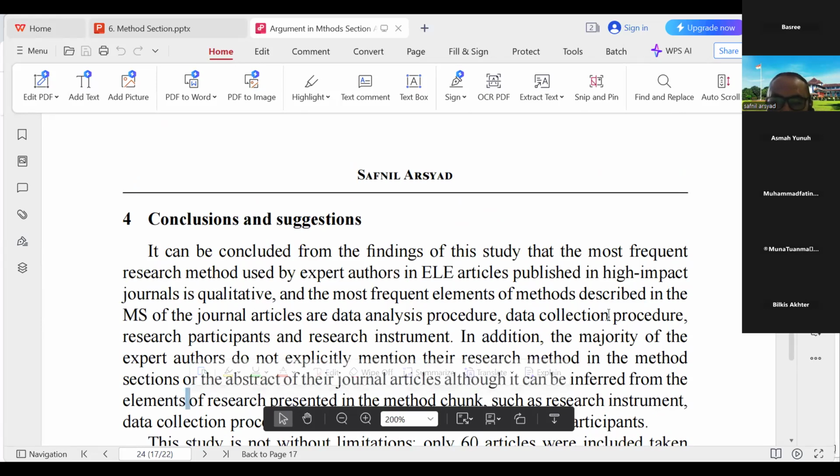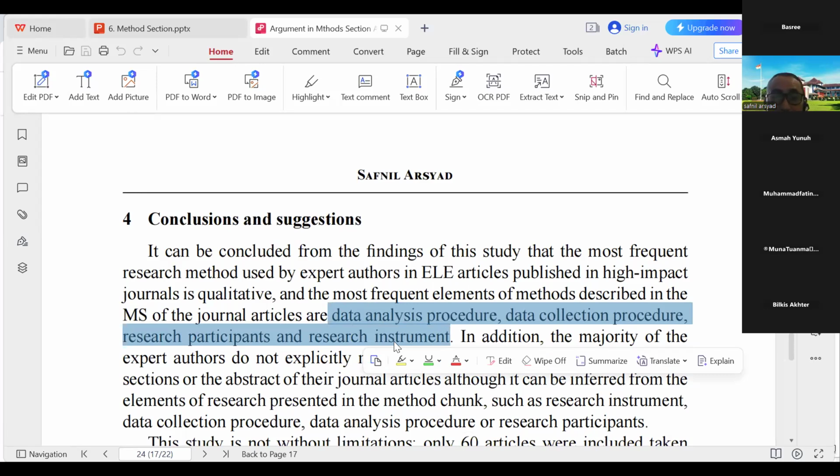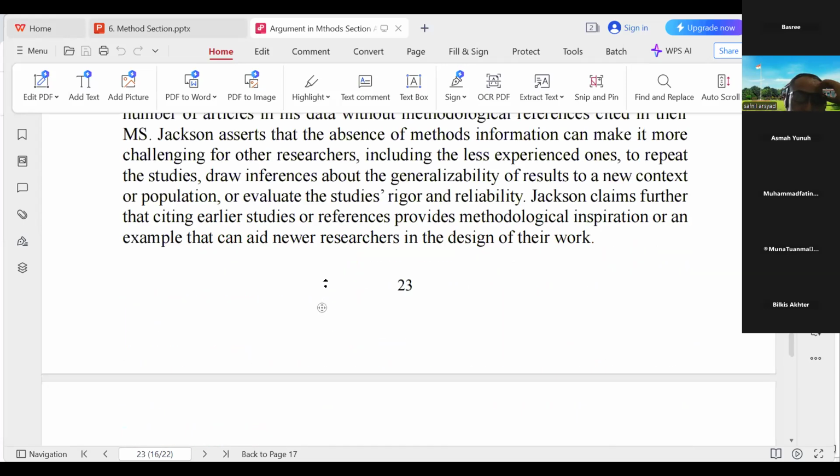What is the second finding? The most frequent elements of method described in the method section of the journal articles are data analysis procedure, data collection procedure, research participants, and research instruments. So there are four of them. The most dominant one, the most frequent one, is data analysis procedure, then data collection procedure, research participants, and research instrument.